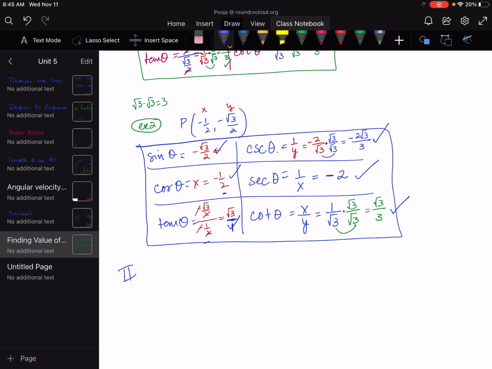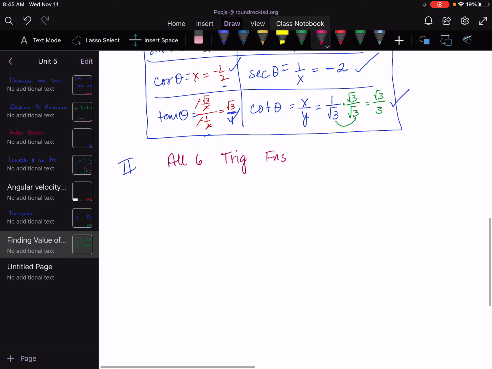Our topic 2 is very similar actually. Let's say you were asked to find all 6 trig functions, but instead of giving a point, they might give you an angle. So for example, find all 6 trig functions when theta equals pi over 4.